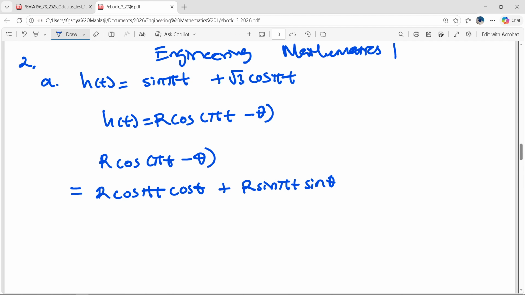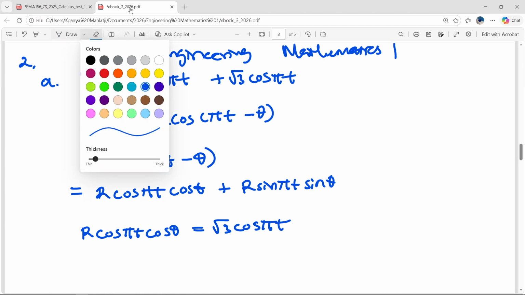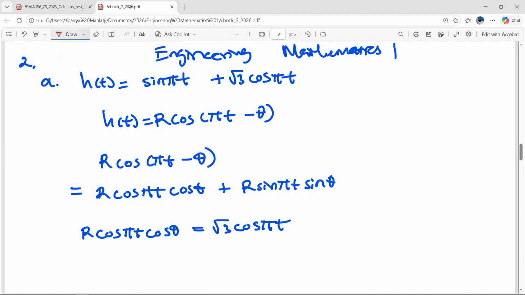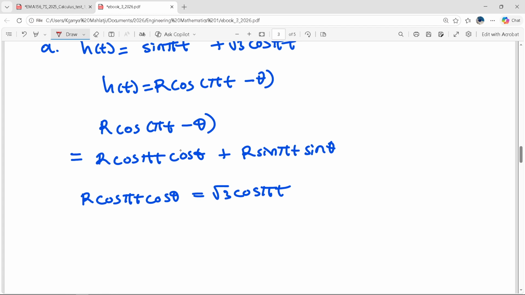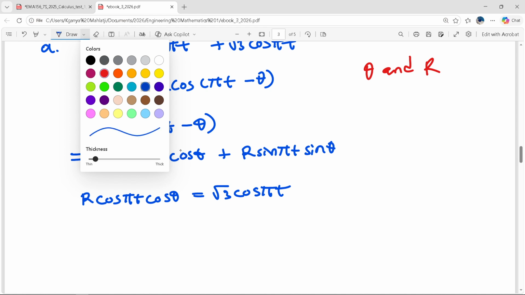Let's start with the first term. The first term has a cos. You're going to say r cos pi t cos theta should equal root 3 cos pi t. You must relate it to the one with cos. Then now you need to determine the unknowns here. Theta and r are the ones that we are solving in this question.